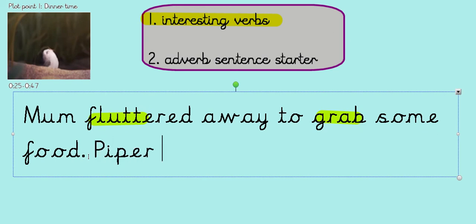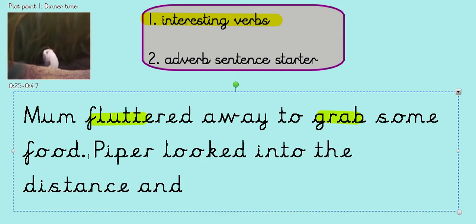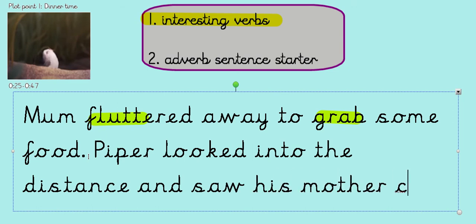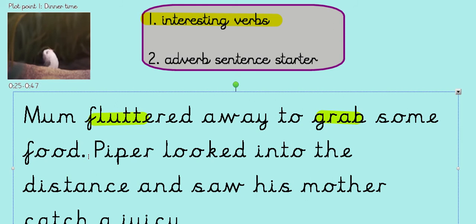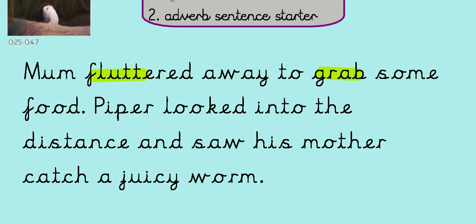Piper, capital letter because that's the beginning of a sentence. Piper looked into the distance, didn't he? Into the distance and saw his mother catch a juicy worm, full stop. Okay, now again, I'm going to have a think about my interesting verbs here. So I've got looked, it's not very interesting, and saw, again, not very interesting. Let's start with looked. What else could I have for look?